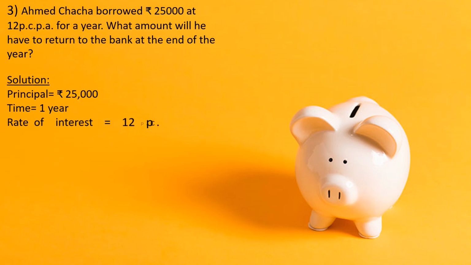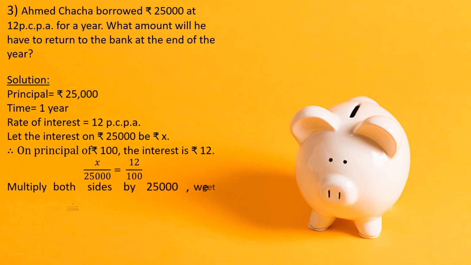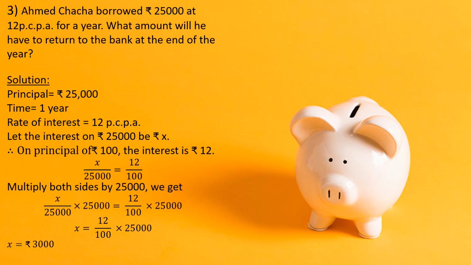Now, Ahmad Chacha borrowed rupees 25,000 at 12% per annum for a year. Again, 25,000 principal, 12% per annum rate, time is 1 year. What amount will he have to return to the bank? See, he has taken a loan from the bank. So he has to return some amount along with the borrowed amount. So again, we'll find the interest first.